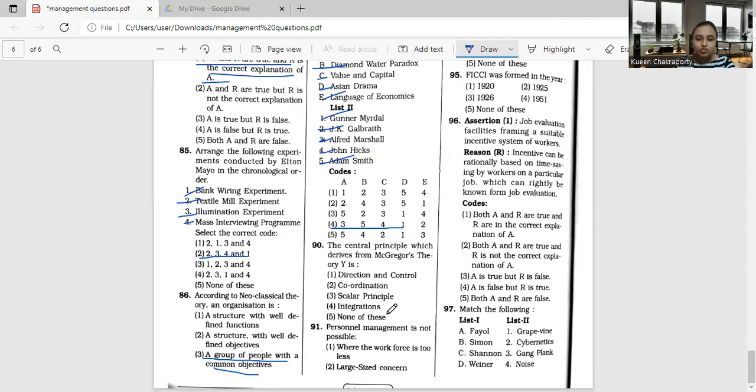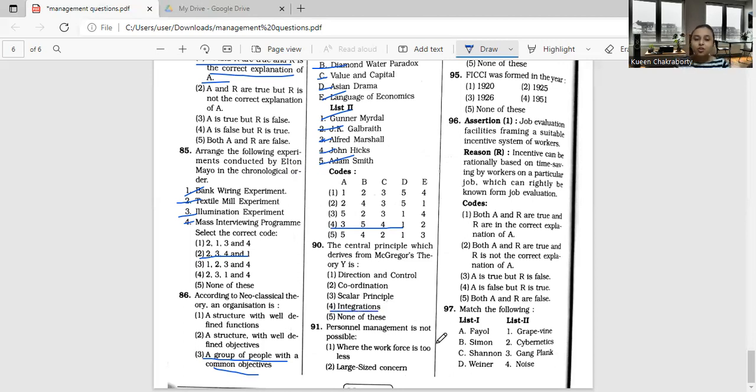Next, moving on to question number 90. The central principle which derives from McGregor's theory Y is direction and control, coordination, scalar principle, integrations, or none of this. So basically, this will be integrations. Why? It will be integrations.